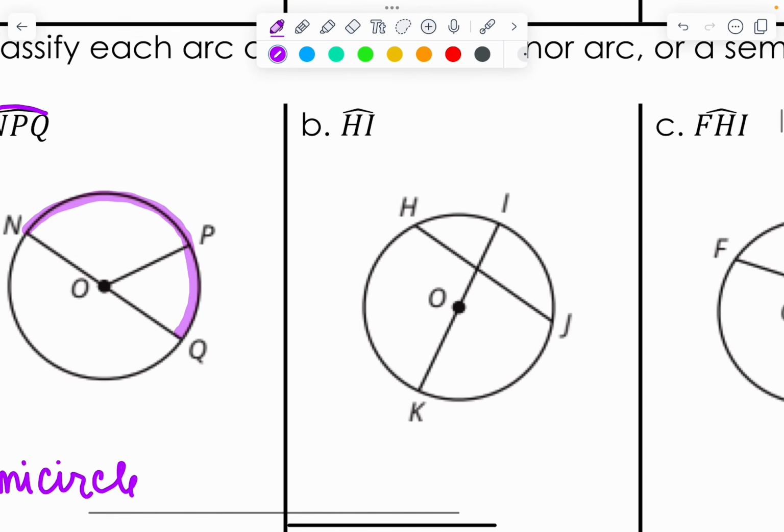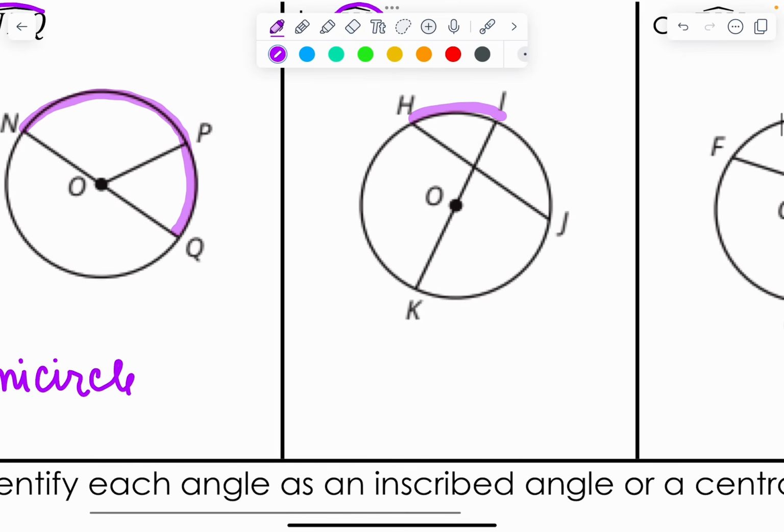Part B, we have arc HI. So I'm just going to start at letter H and then go to I. As you can see, that is a smaller arc, so we call that a minor arc.